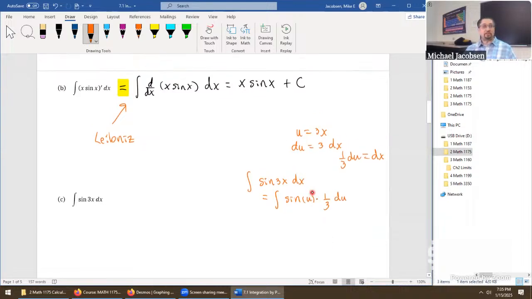Now this is a pretty fast integration at this point. The antiderivative of a sine function is a negative cosine function. So we have negative 1/3 cosine u plus a constant. And the key thing that we mentioned last class is u substitution can't end at this step. We have to go back, undo the substitution by writing this as negative 1/3 cosine 3x plus the constant. So that's our second u substitution of the entire semester.